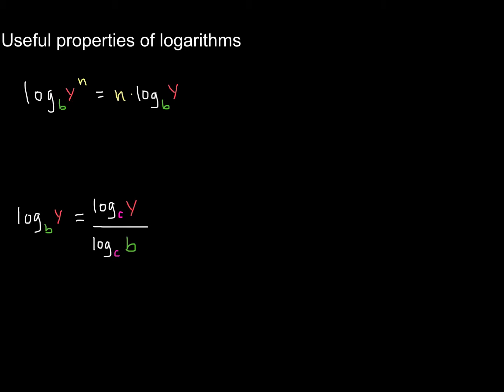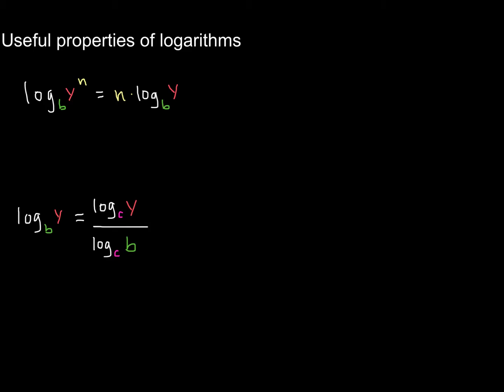The first is pretty straightforward. If you have the log base b and your argument is y to a power n, you can rewrite this as log base b of y all multiplied by n. In other words, you can pull out the exponent in your argument and write it as just a multiplier of your logarithm. And this can be very, very helpful, and we'll see why in a second. And I want to prove to you why this works.